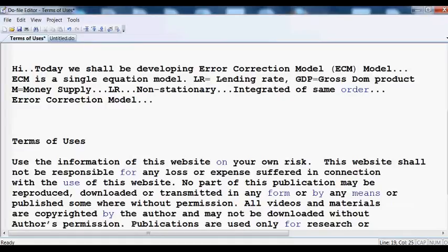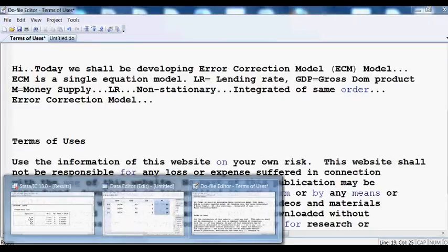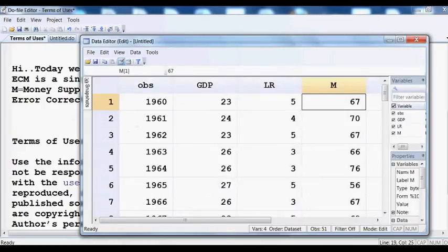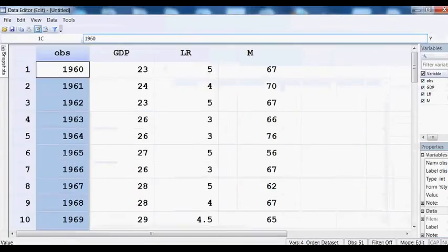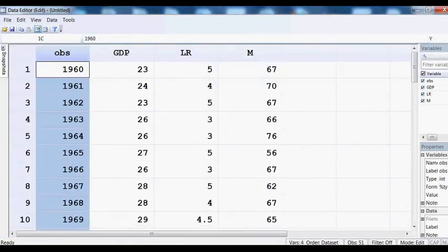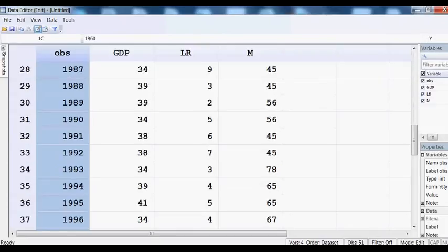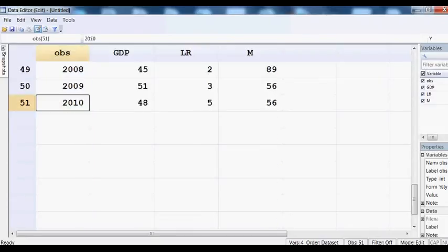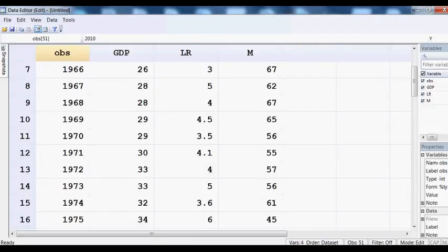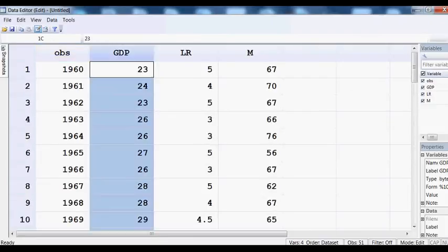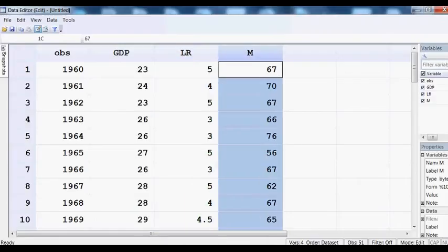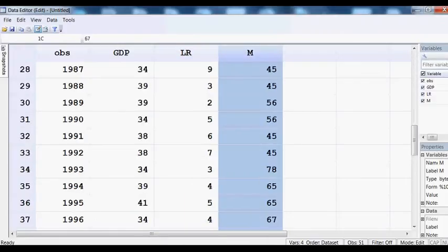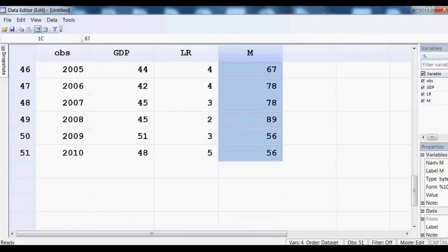Okay, I can show you all the variables that I have. You can see my variables. Right. This is observation, right? These are the variables. Observation from 1960 until 2010. So it is the GDP, lending rate, money supply. We have these three variables so far, right?